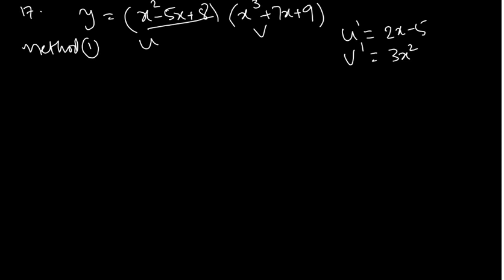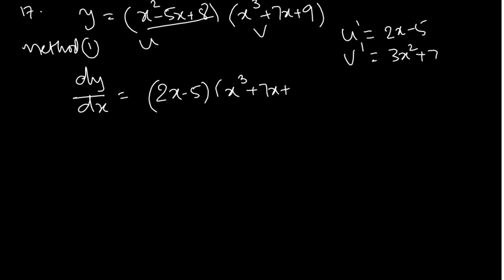So you have dy by dx equal to u dash v, 2x minus 5 into v, which is x cube plus 7x plus 9, plus u v dash, x squared minus 5x plus 8 multiplied by v dash, 3x squared plus 7.